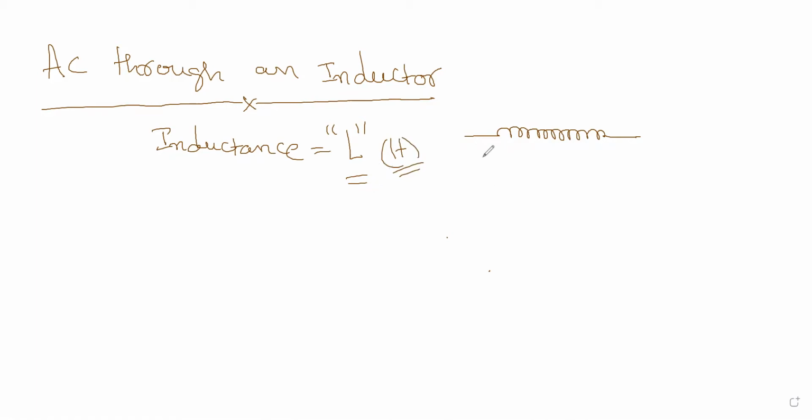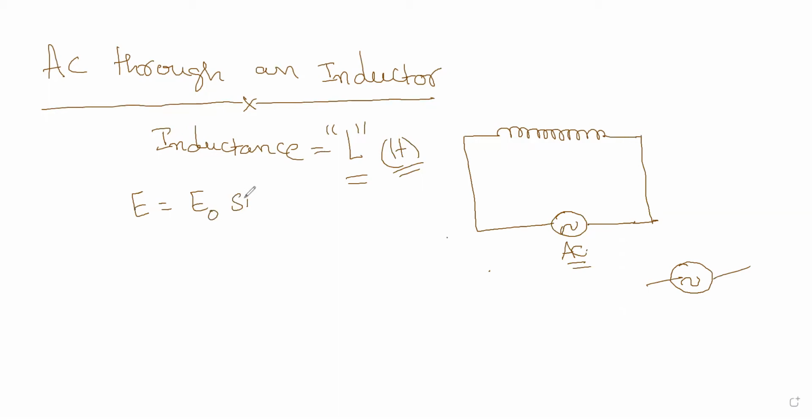And suppose this inductor coil is connected to an AC source. We'll represent it like this. One symbol we'll put like this, a circle and then a symbol inside, that means it's an AC source. Hope you got this concept. And now that AC will have an EMF of E is equal to E naught sine omega t.